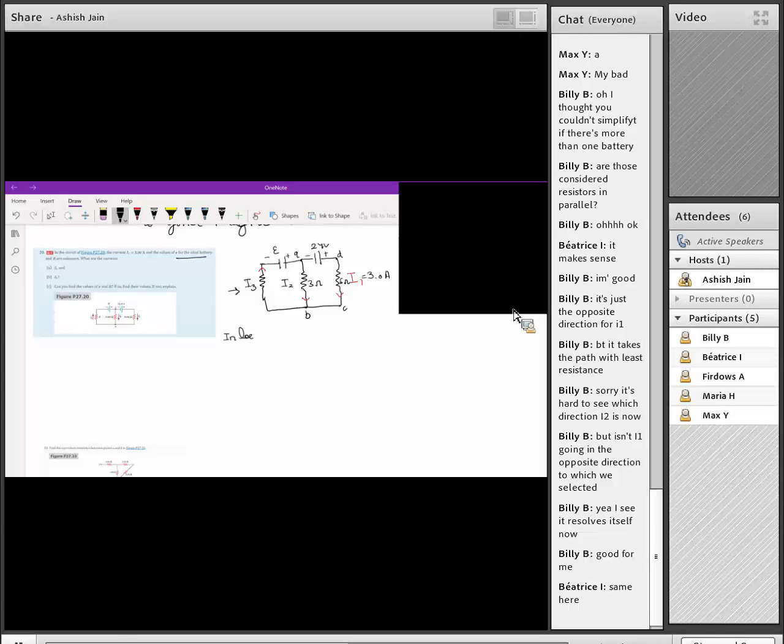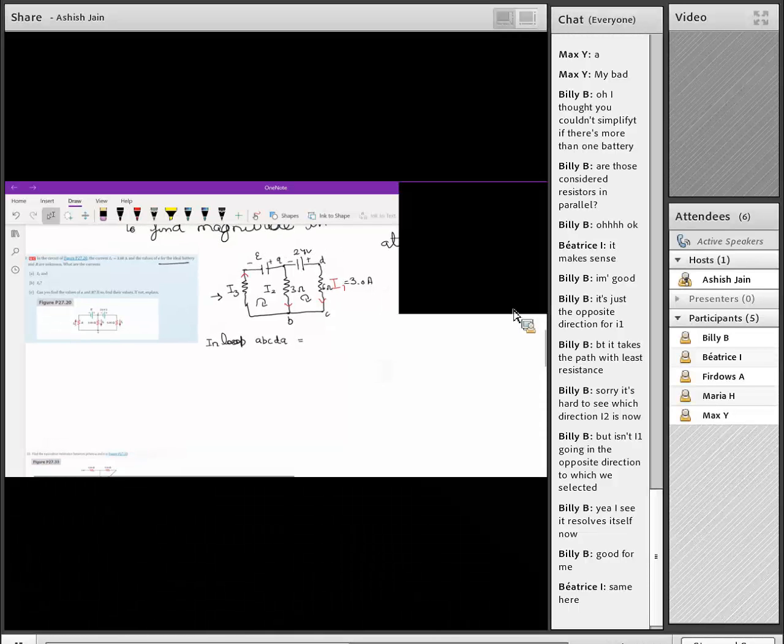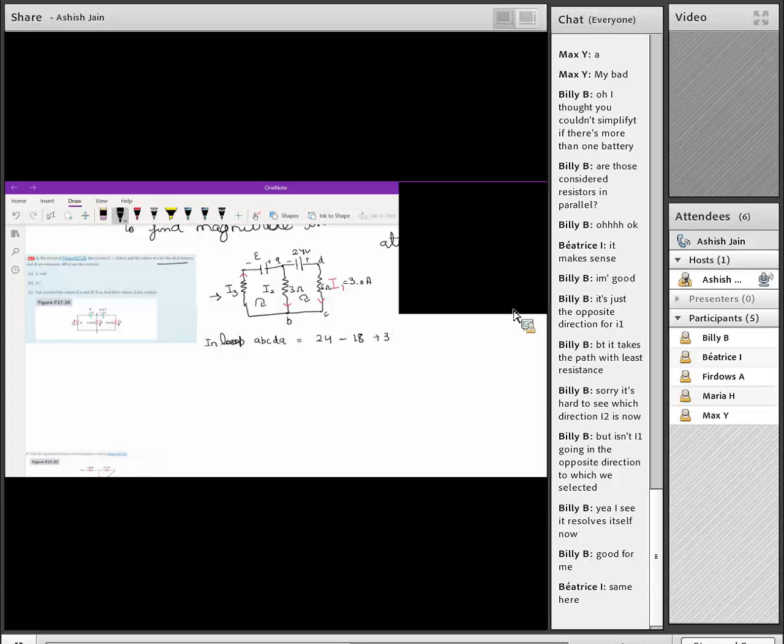In loop A, B, C, D, A, let me go counterclockwise. Sorry, clockwise. Doesn't matter. So 24 minus 18 plus 3 I2 is equal to 0. That means I2 is minus 2. That means the direction is opposite to what the question gave us. The question says that between point A to B the direction of current is this, but it is actually opposite to what they gave us. So that's the answer for part A.